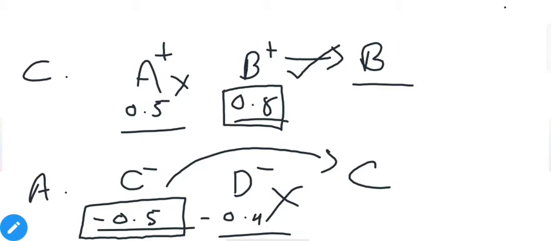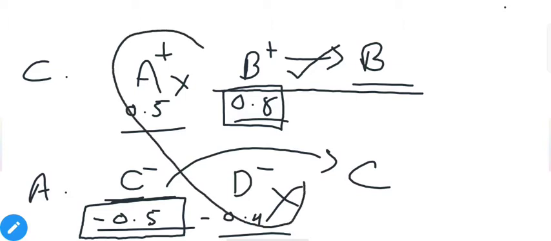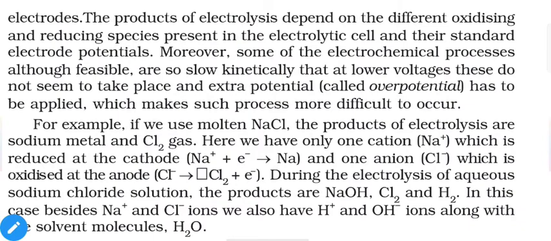So on the cathode, the reaction of B plus will be observed, and on the anode the reaction of C minus will be observed, and at the final stage you will get a solution of AD, that means A plus D minus ionic solution. So this type of competition will occur on both of the electrodes if we have more than one set of ions, and it depends on their reduction potential values. Now let us move on.